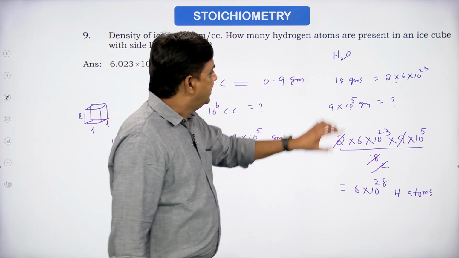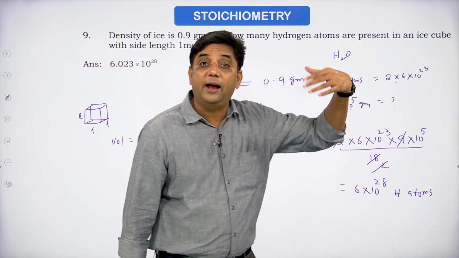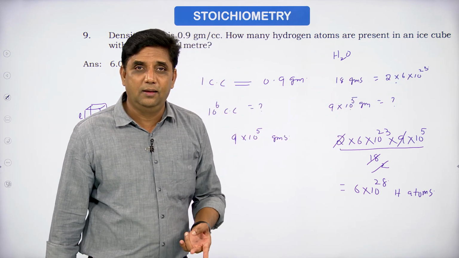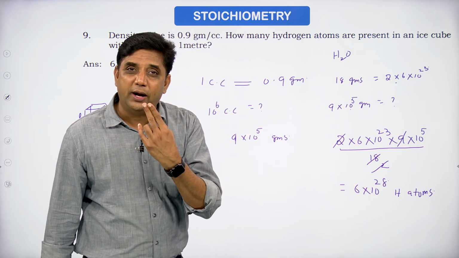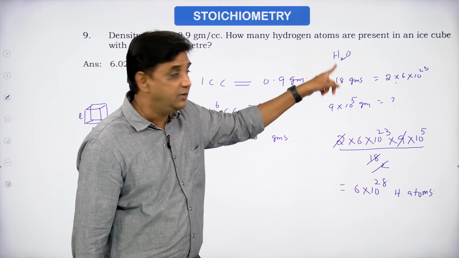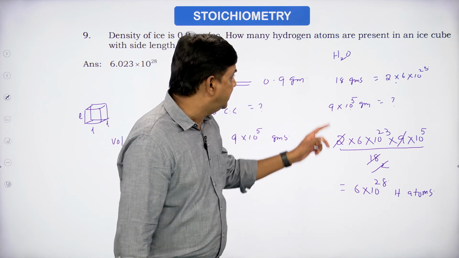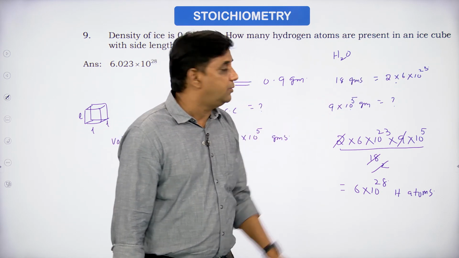Now come here, 18 grams of water contains 2 into 6 into 10 power 23 hydrogen atoms. One water molecule contains 2 hydrogen atoms. Therefore, 1 mole of water, which is equal to 18 grams, will contain 2 moles of hydrogen atoms. That is 2 into 6 into 10 power 23.